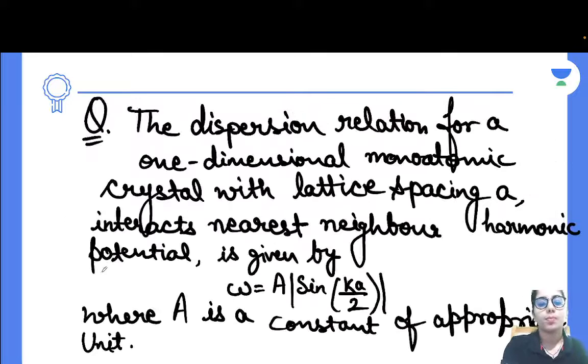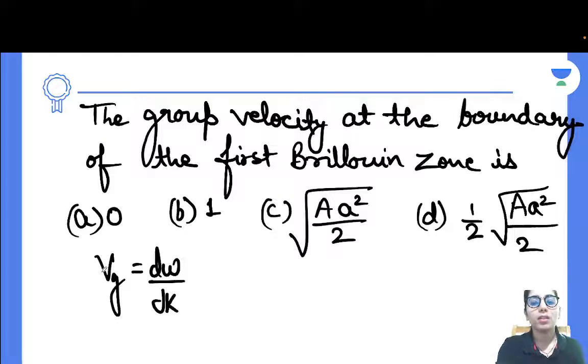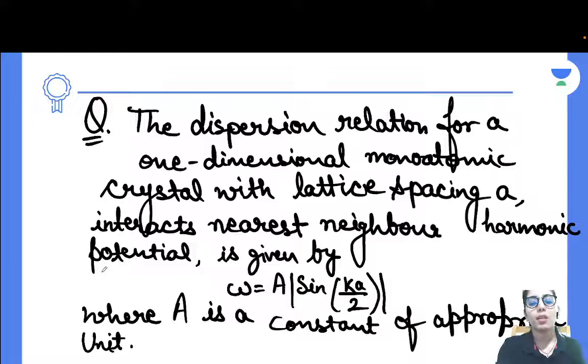Solve it now. When you differentiate it with respect to k, the sine part will become cos, and the a by 2 will be present in the starting. Like with respect to k, you are going to differentiate, so a by 2 will be in the starting. So capital A, small a by 2, and the sine will become cos, right? So that will be when you apply the limits k equal to plus or minus pi by a.